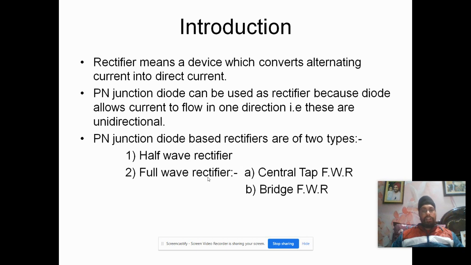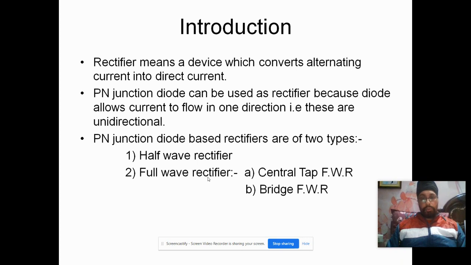So it means they act as a unidirectional device, and we will exploit this property of the PN junction diode to use them as a rectifier. PN junction diodes are used as rectifiers in two types. First is the half wave rectifier, another is the full wave rectifier. Full wave rectifiers are again of two types: center tap and bridge full wave rectifiers. In detail, we will continue in the upcoming slides.